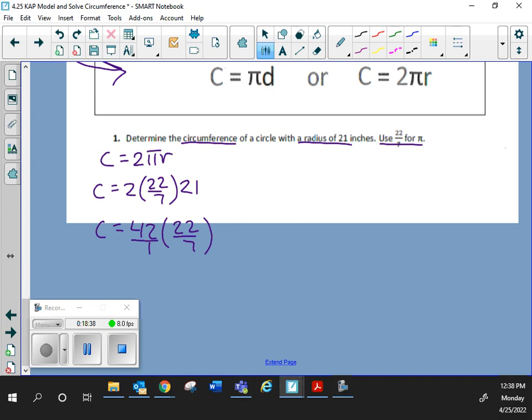The reason, though, we use 22/7 sometimes is because we can cross simplify. Can I cross simplify in this case? Yes. With what 2 numbers? 42 and 7. I can divide them both by 7. 42 becomes 6, and 7 becomes 1. And then I have 1 in my denominator, so it doesn't even matter. 6 times 22, take a second.